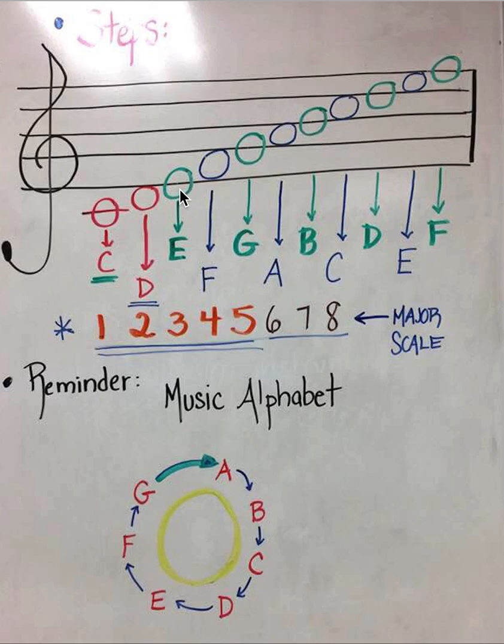So we're going to start here on line 1. If you'll notice, the next step up is F, which is alphabetical. Then the next step up is G, etc. So you notice that it goes in alphabetical order. All right, after G comes A.